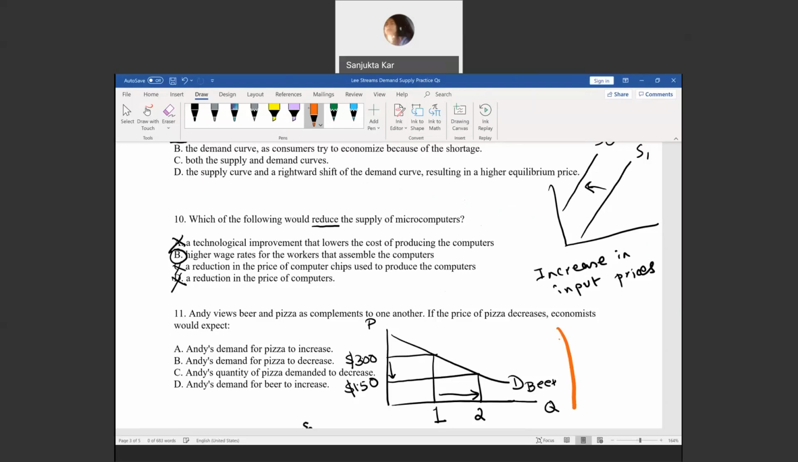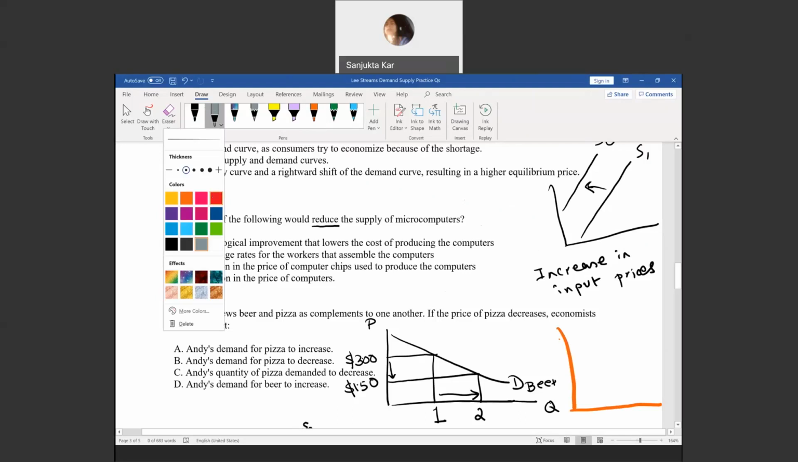Now, what happens to the demand for pizza?